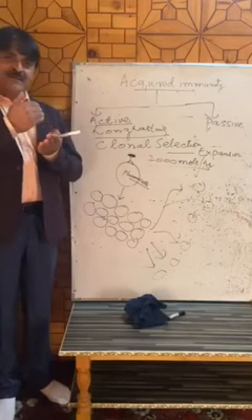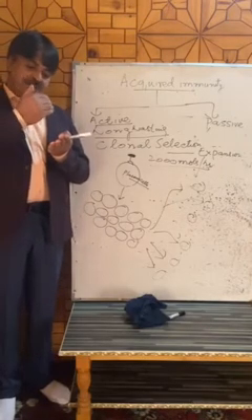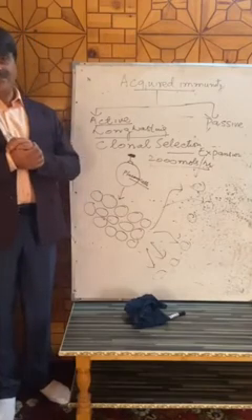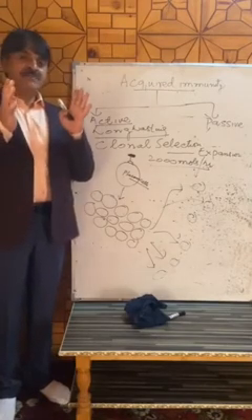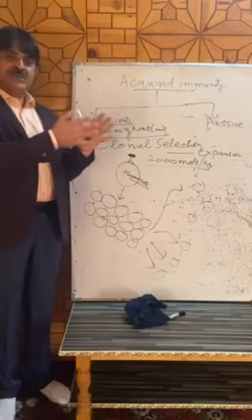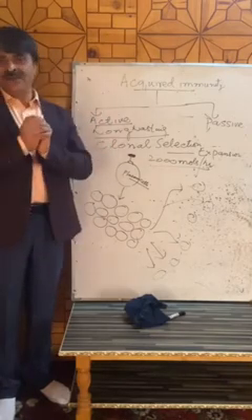Innate immunity is capable of differentiating self from non-self. Then we talked about how acquired immunity has two sub components, humoral immunity and cell mediated immunity.